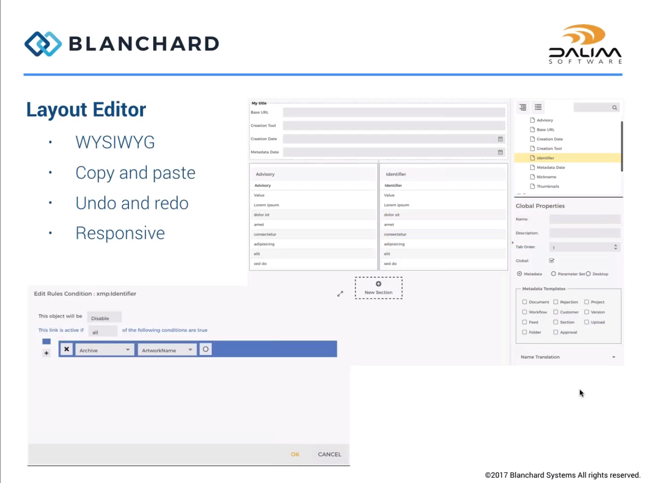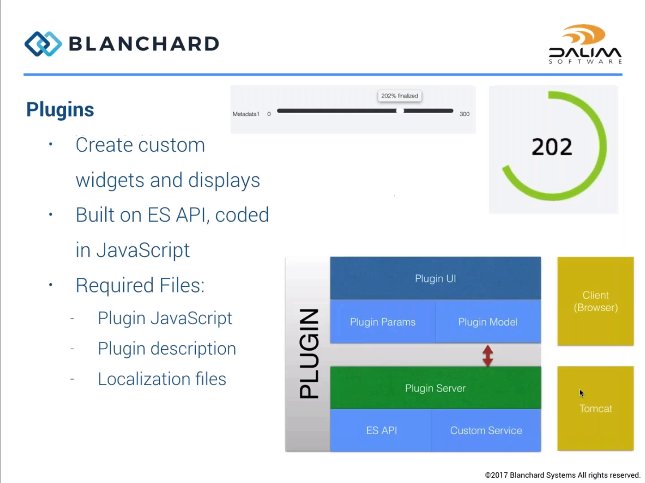Likewise, the job ticket layout editor is getting a significant overhaul as well. The new redesign for this is going to be very much WYSIWYG. What you see is what you get. You will once again have copy and paste, undo and redo. It's also going to be responsive, so you don't have to set up rows and columns ahead of time like you did in the current versions of ES. So it'll be a little more responsive there.